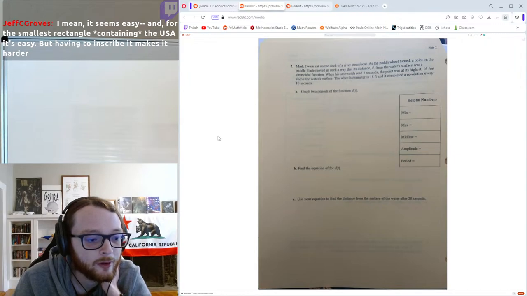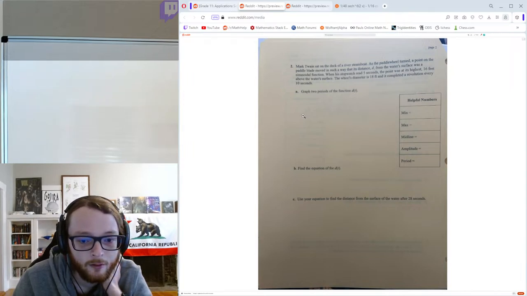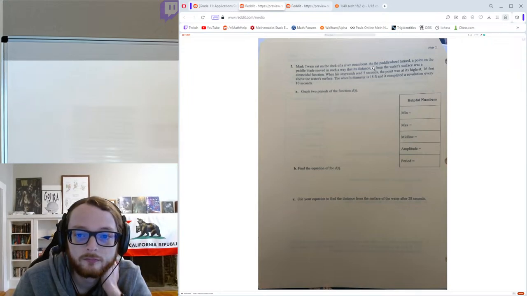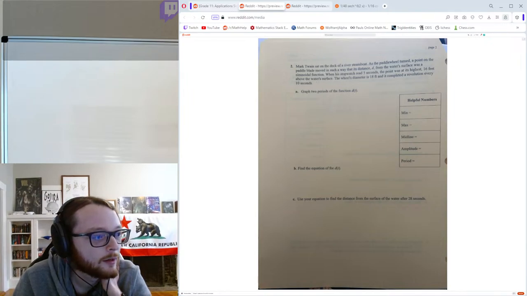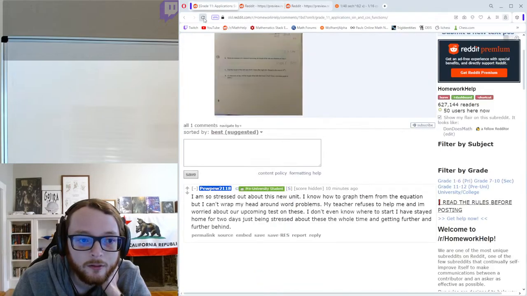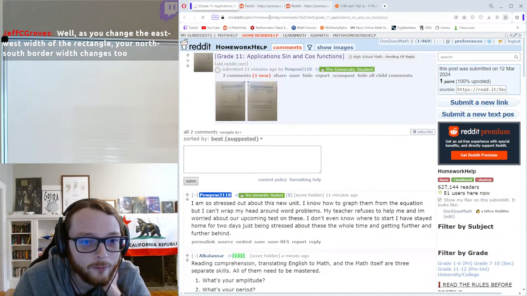Sounds like a rectangle containing the USA, but having to inscribe makes it harder. I mean, I don't see why it's harder, I guess, if you're able to... I feel like it'd be a similar process. I mean, this question is always kind of stupid. I don't feel like you'd really... Oh my god, Alkalaner. Got it. Alright. Fine. We're moving on.